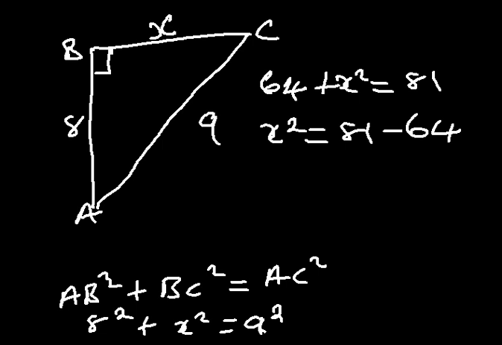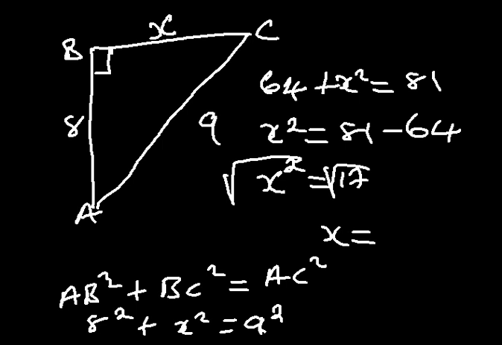So what is 81 minus 64? We have it as 17. So we have x square, so it should be x square is equal to 17, of which you have to introduce a square root on both sides. We'll have x is equal to... Now what is the square root of 17?